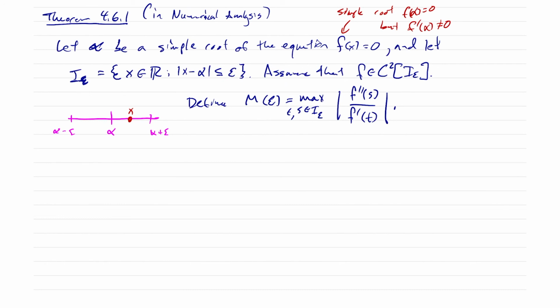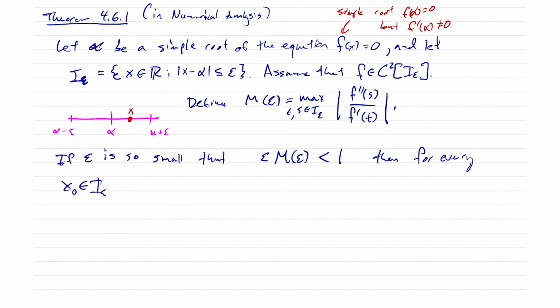Okay, so now here's where epsilon comes into play. If epsilon is so small that epsilon times m epsilon is less than 1, then for every x naught in this interval, so if we start in this interval, Newton's method is well defined.